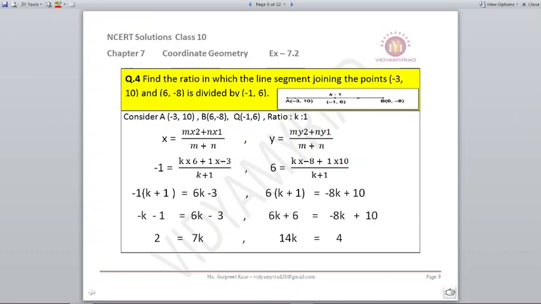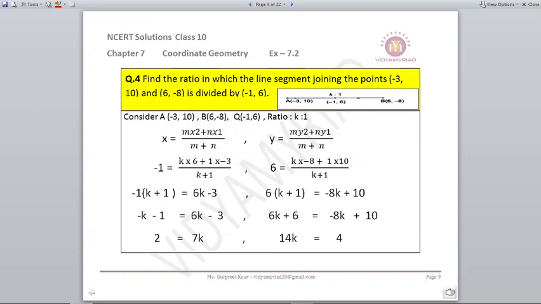Question number 4. Find the ratio in which the line segment joining the points (minus 3, 10) and (6, minus 8) is divided by (minus 1, 6). Now here the ratio is not given to us, but coordinates are given to us, meaning x and y is given to us for the point. Now here A is (minus 3, 10), B is (6, minus 8).